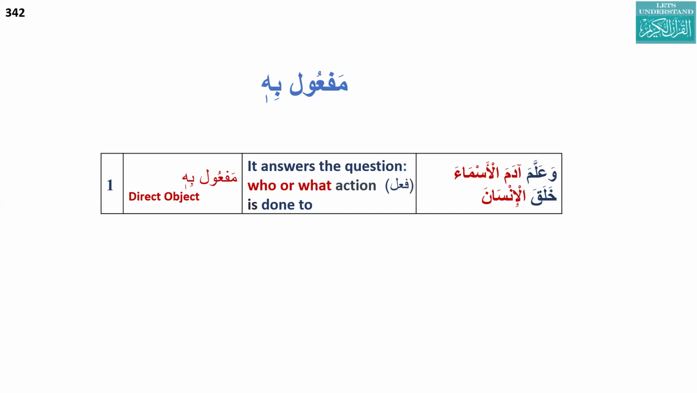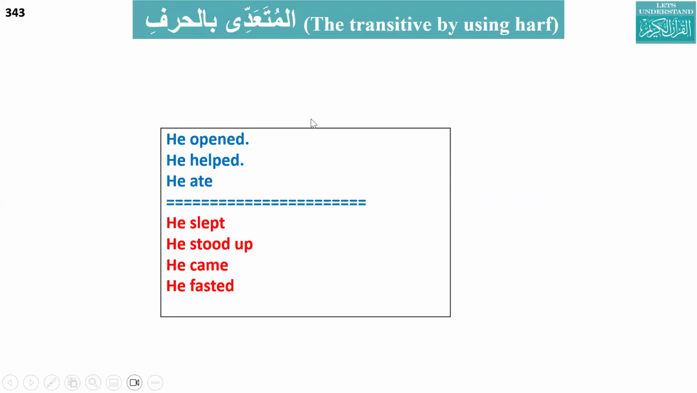Like khalaqa, he created. It's a sentence, there is no problem. But here the question arises, he created what? So khalaqal insana. So here al insana is maf'ul bihi. So first is passive, second is maf'ul bihi. It answers the question who or what action. Then this answers, and this is called maf'ul bihi. So before we go to the next term, let us look at some sentences here.